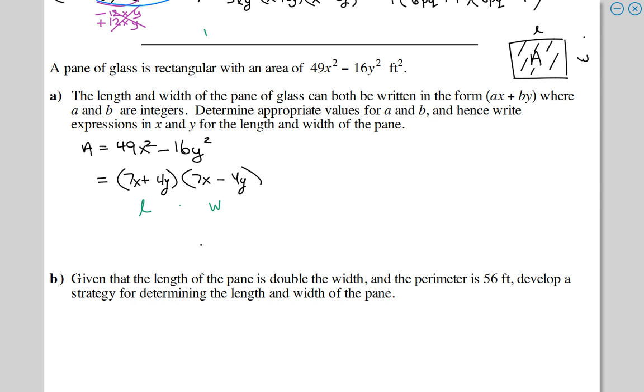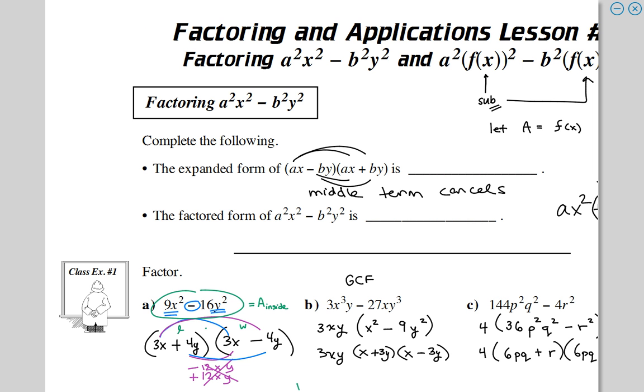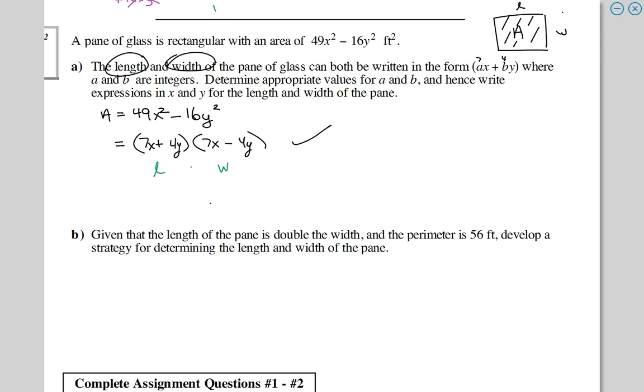Okay, so it told us that the length and the width can both be written in the form ax plus by. We've done that here. You can see a is 7, b is 4. Determine the appropriate values for a and b, and hence write expressions in x and y for the length and width of the pane. We've done that. That's a check mark. Okay. Now, let's do part B now.